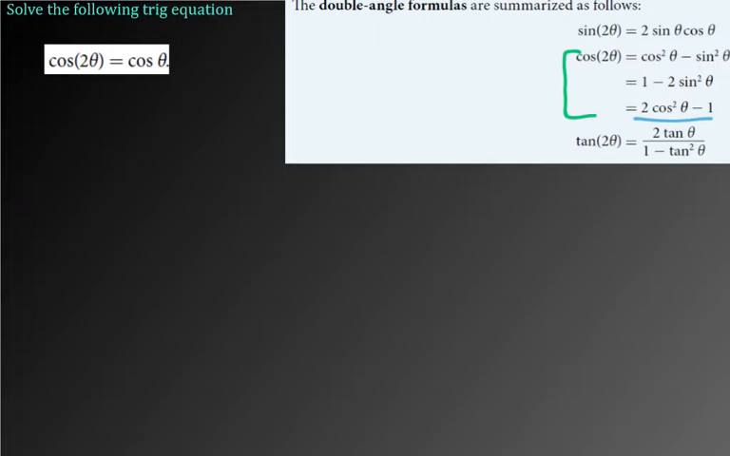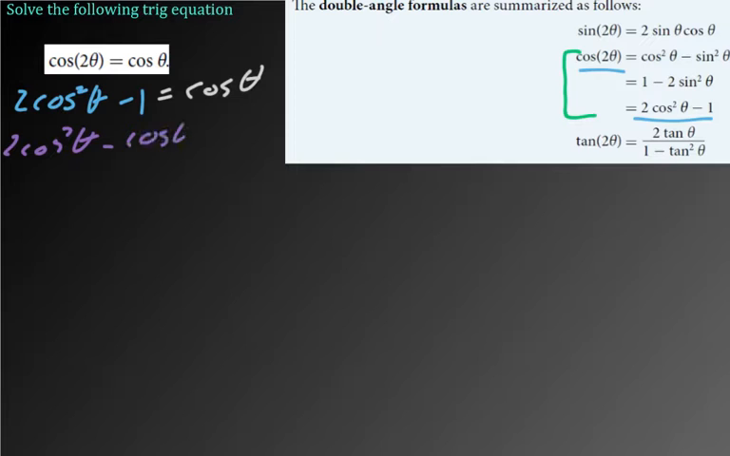So what I'm going to do is replace cosine 2 theta with 2 cosine squared theta minus 1. And then I have the rest of this stuff still left over. All right? Put everything on one side. 2 cosine squared theta minus cosine theta minus 1 equals 0. And then you can just do u sub stuff. You can do u equal cos theta. So then, if you do that u sub there, you're going to have 2u squared minus u minus 1.